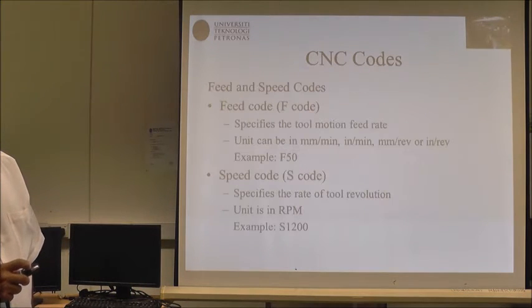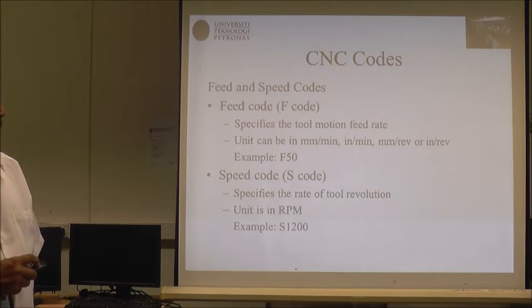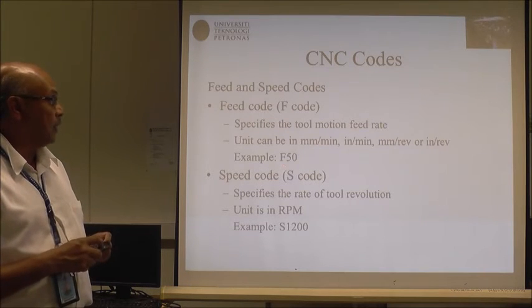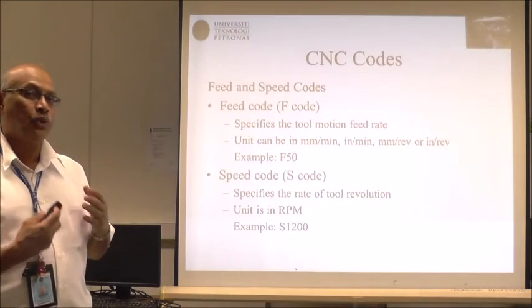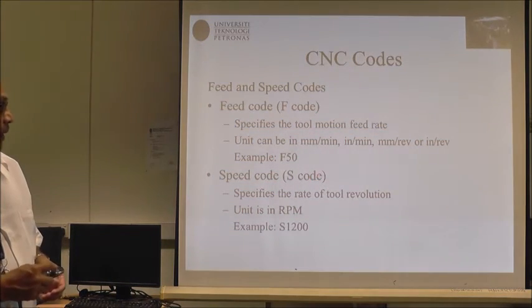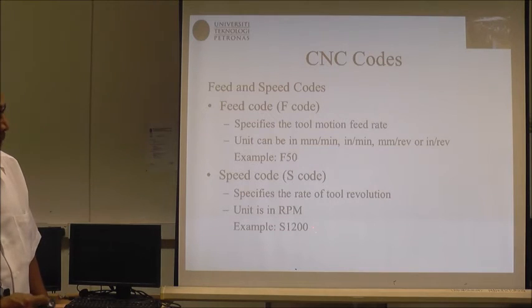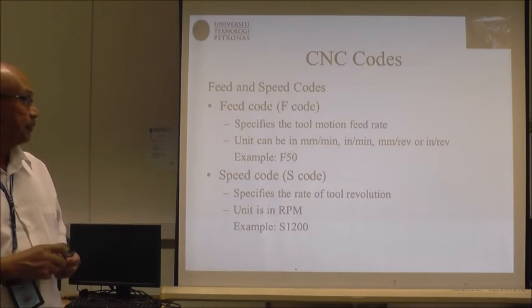Okay, next. So the feed and speed, the feed is given by the F code. For example, if you give F50, it will be 50 mm per minute. If the previous code is G20, then 50 will be inch per minute. Yours will be mm per minute because you specified G21 earlier in your program. And the speed code is given by the S. An example is S1200, meaning the spindle will spin at 1200 RPM. Okay, next.